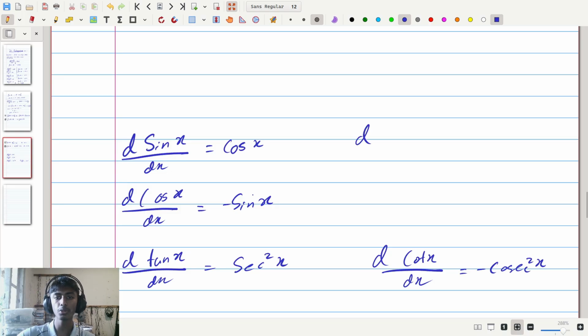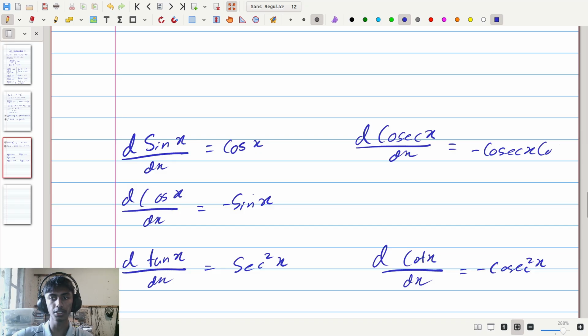We know that the derivative of the cosecant of x with respect to x is going to be the negative cosecant of x times the cotangent of x.